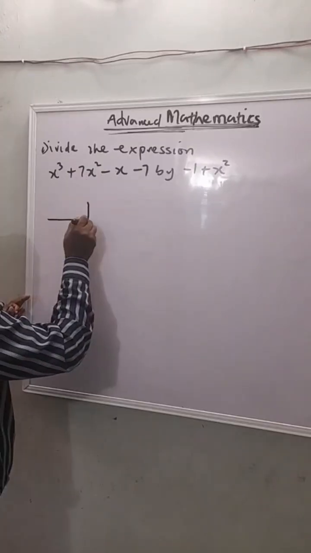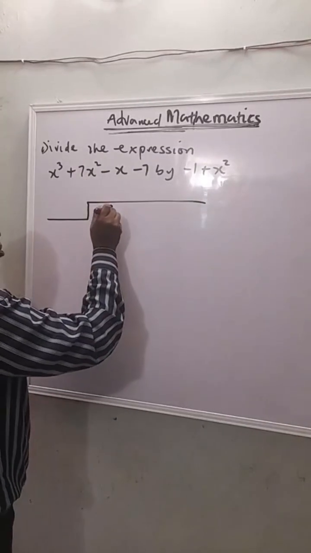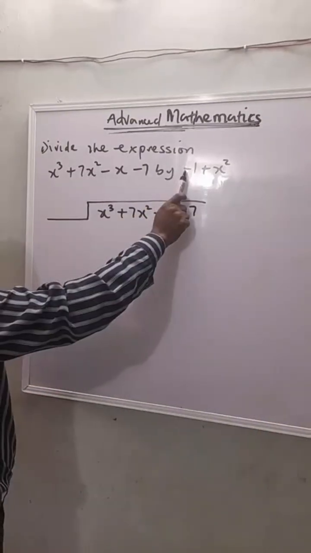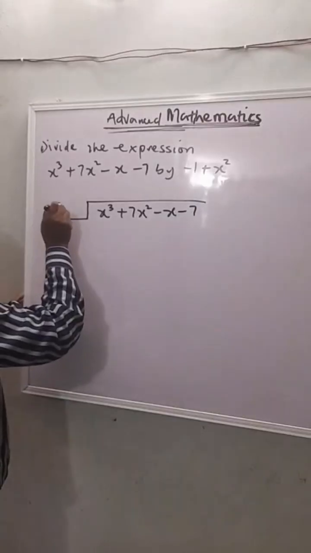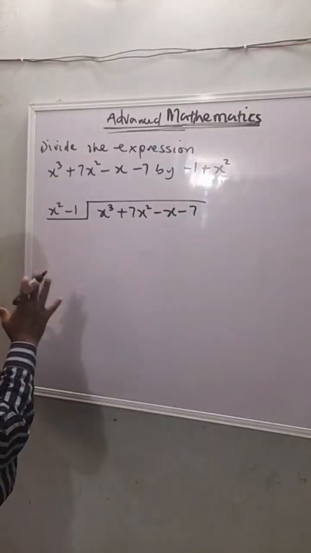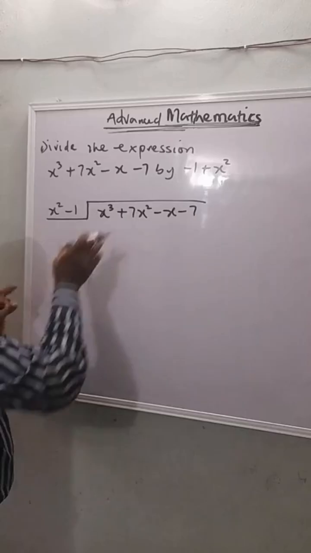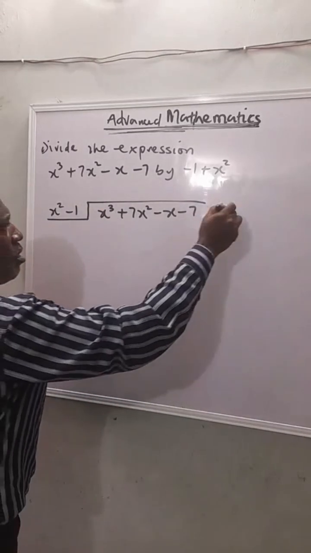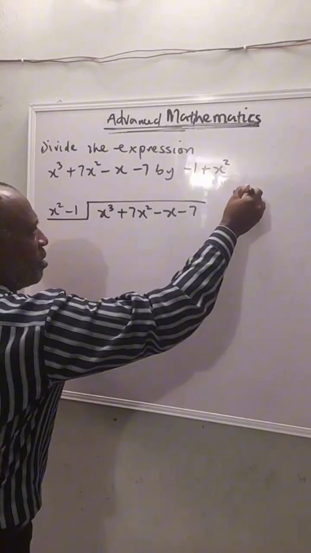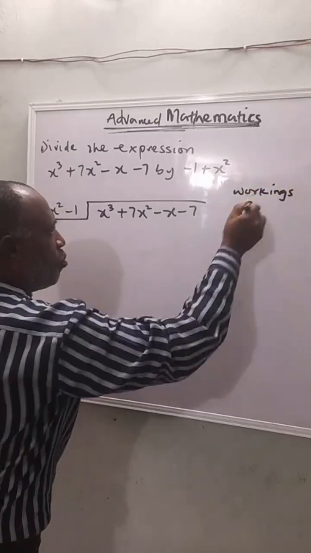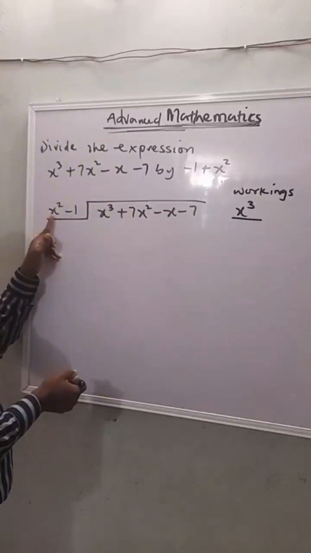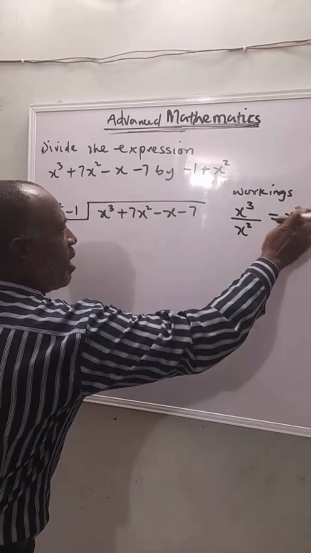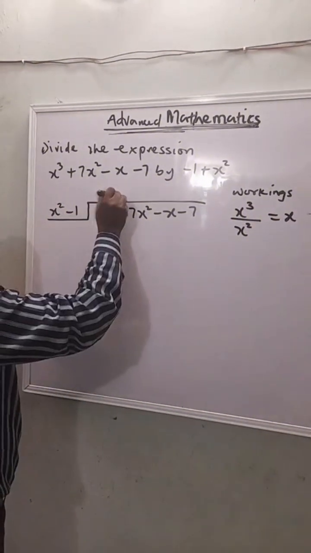By going this way, the polynomial will be here, which is a cubic function in this case. The divisor, minus 1 plus x squared, is the same thing as x squared minus 1. For you to carry out a proper solution so that we can get the quotient, the highest power of the polynomial, which is x raised to power 3, will divide the highest power of the divisor, which is x raised to power 2. When you divide this, you get x, and the x will be here.